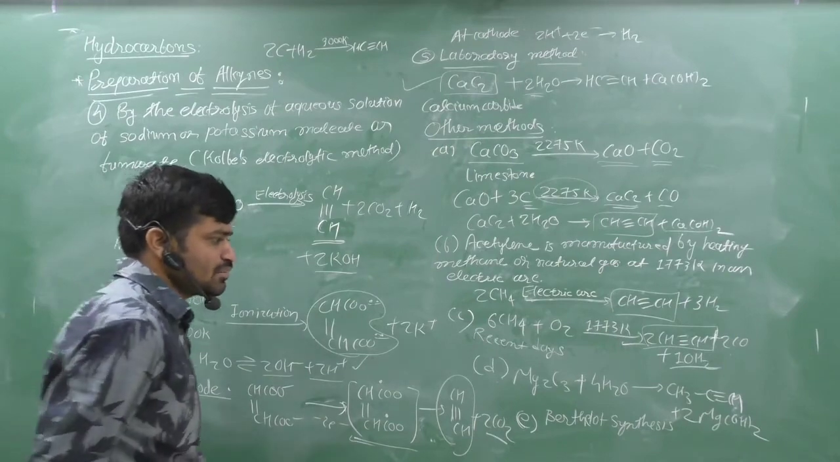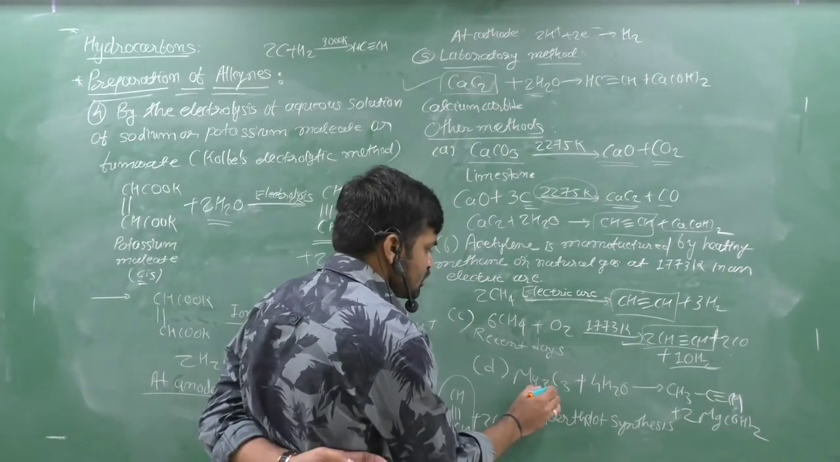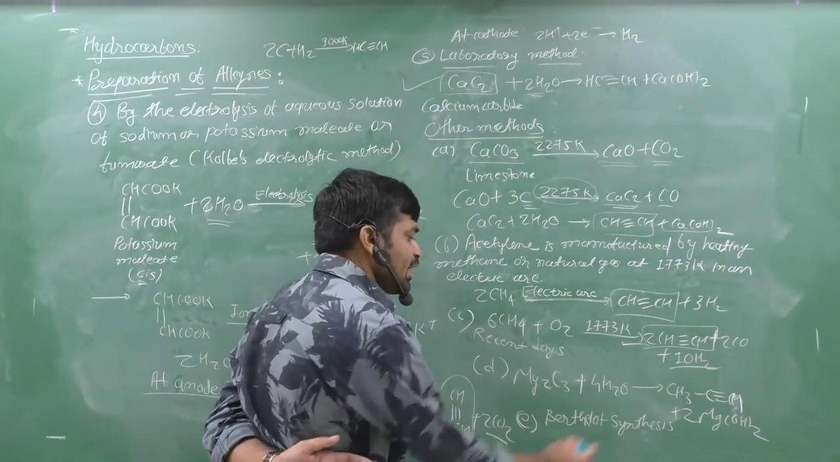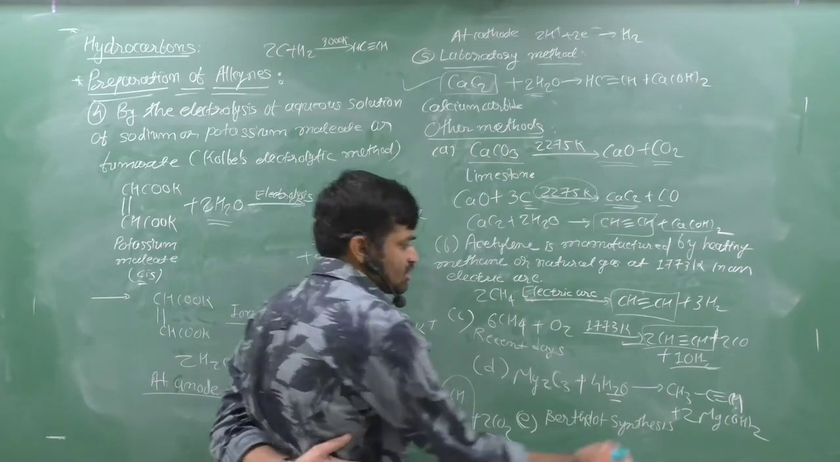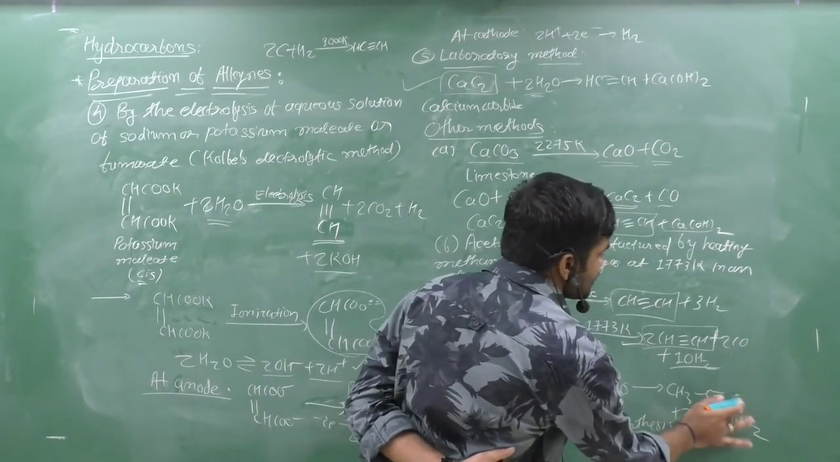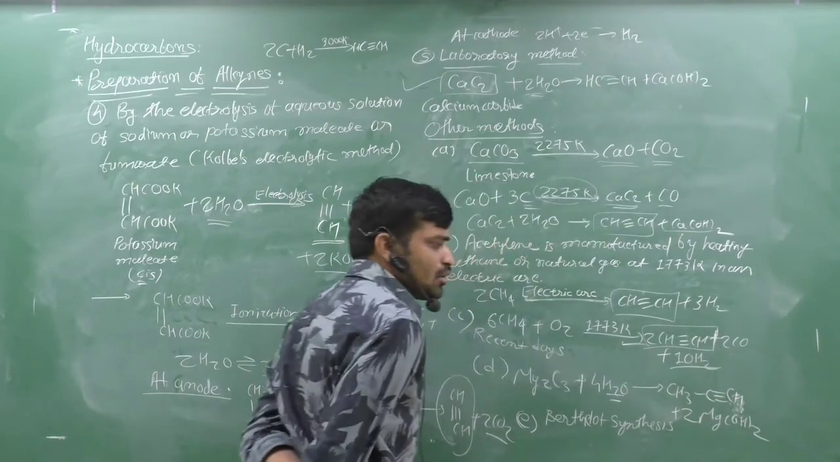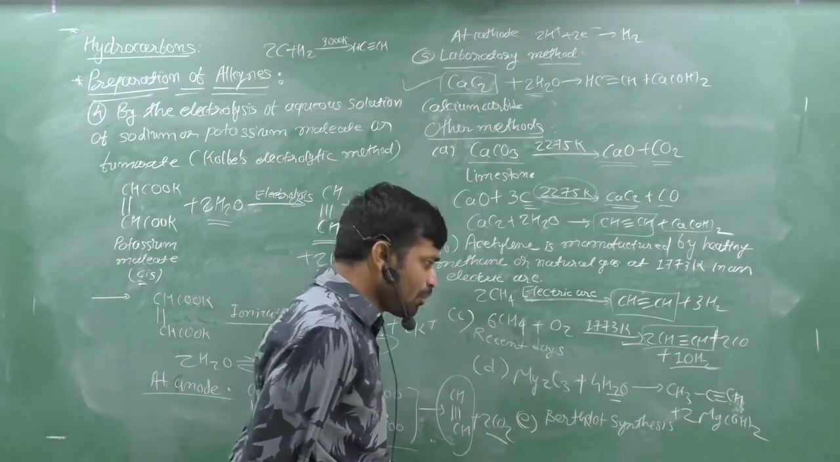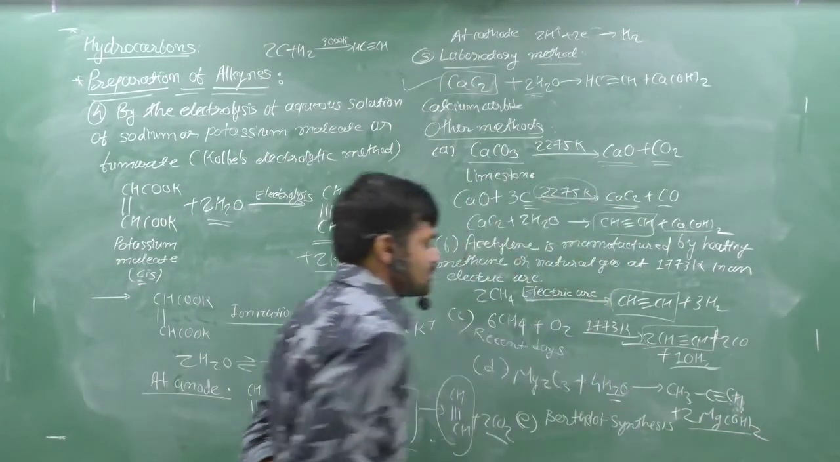Next method, magnesium carbide. If we have Mg2C3, magnesium carbide, we can hydrolyze it with the help of water. We get CH3 C triple bond CH, not acetylene, it is prop-1-yne, plus Mg(OH)2.